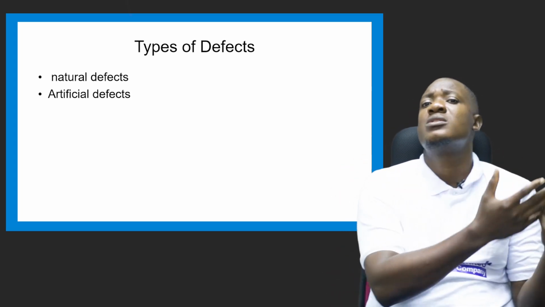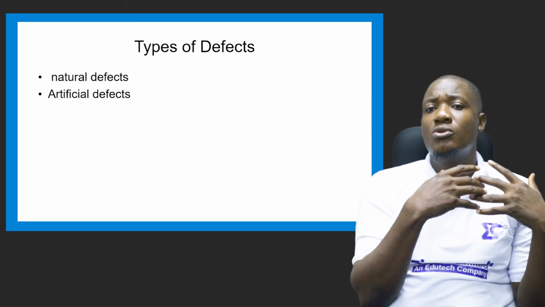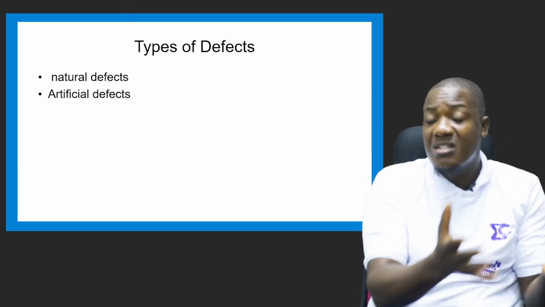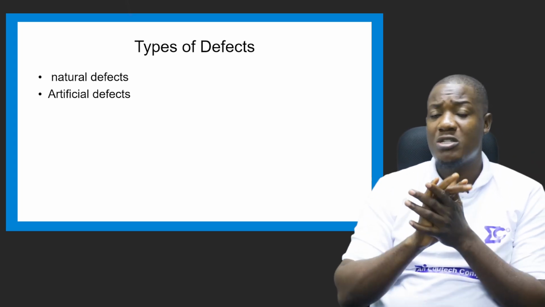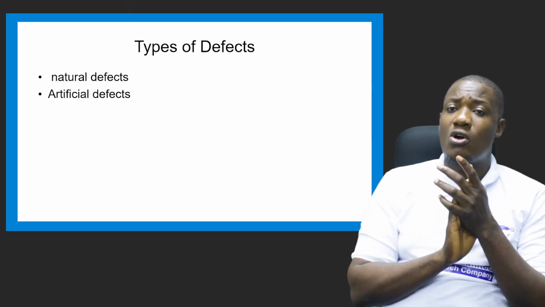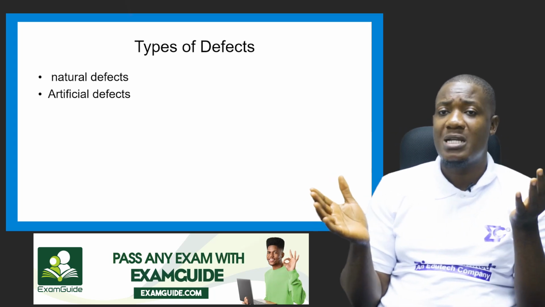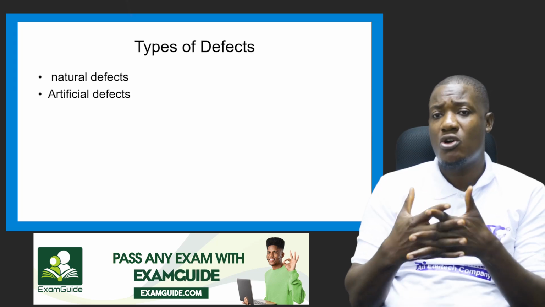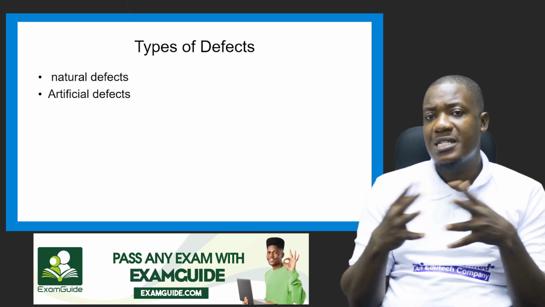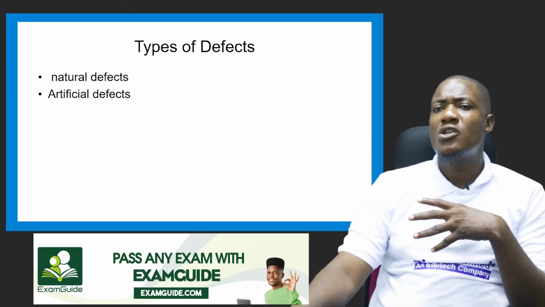Natural defects are those ones that happen to the tree before it was even felled. It is not caused by man, it's not caused by seasoning, it occurs naturally. All right. Example of a natural defect is what we call knots, shakes.